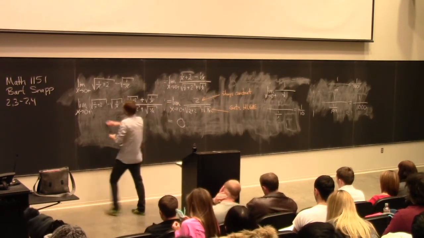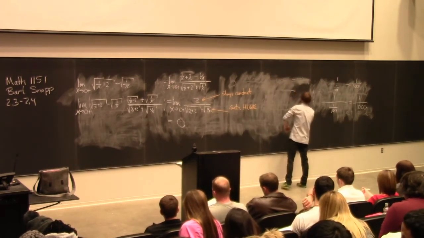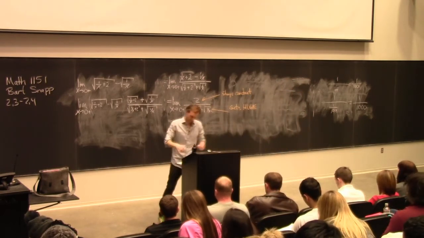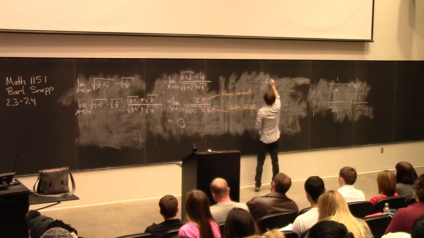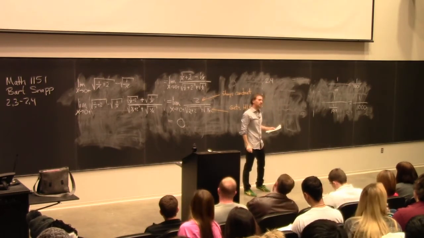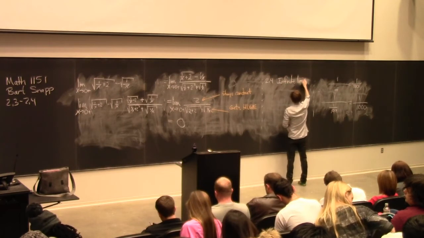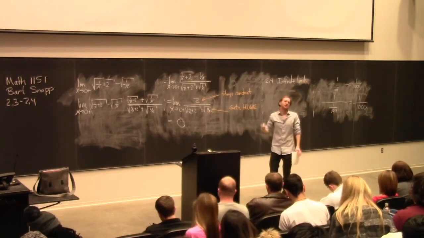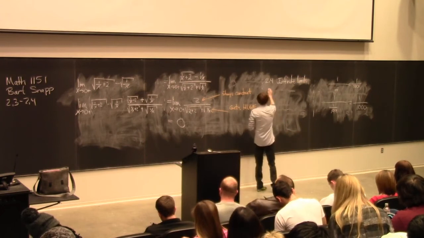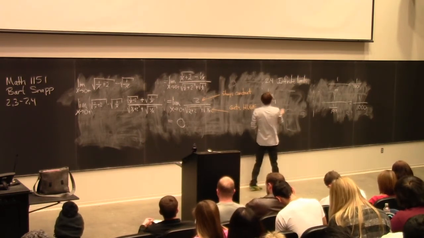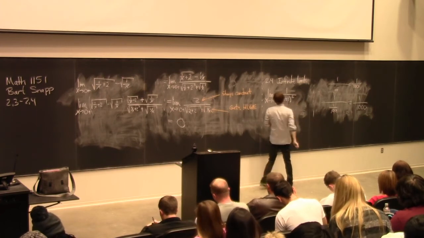Let's look at 2.4. 2.4 is about infinite limits. All right, so I'm going to give you an example of an infinite limit. Here it is. This is what I think is the prototype of all infinite limits. The limit as x goes to minus 1 of 1 over (x plus 1) squared.